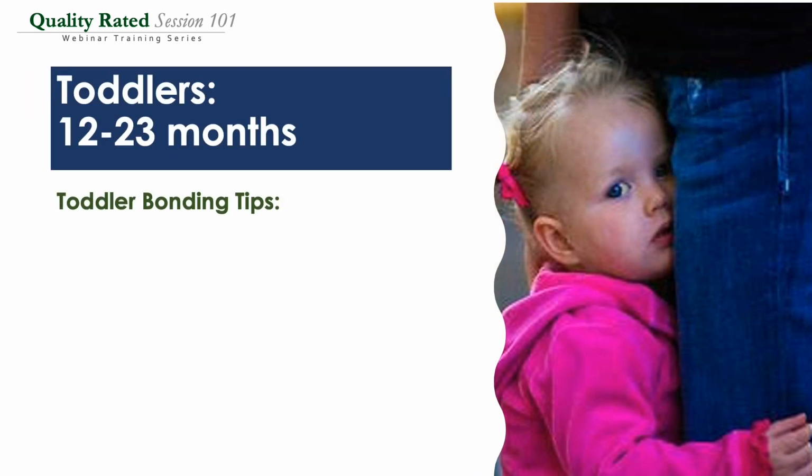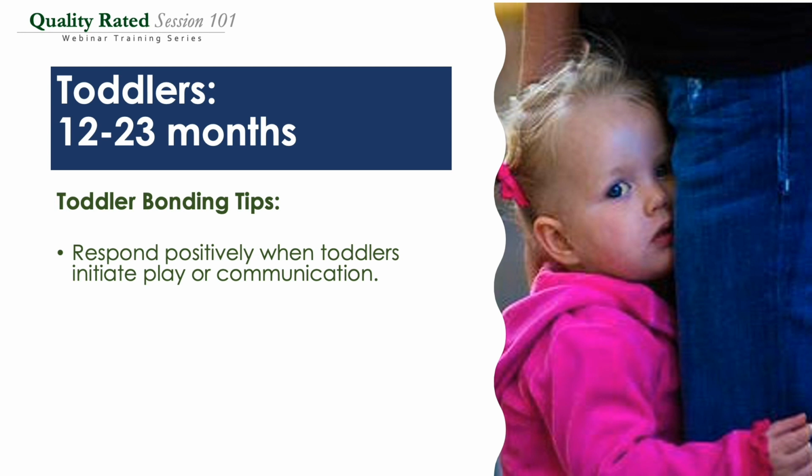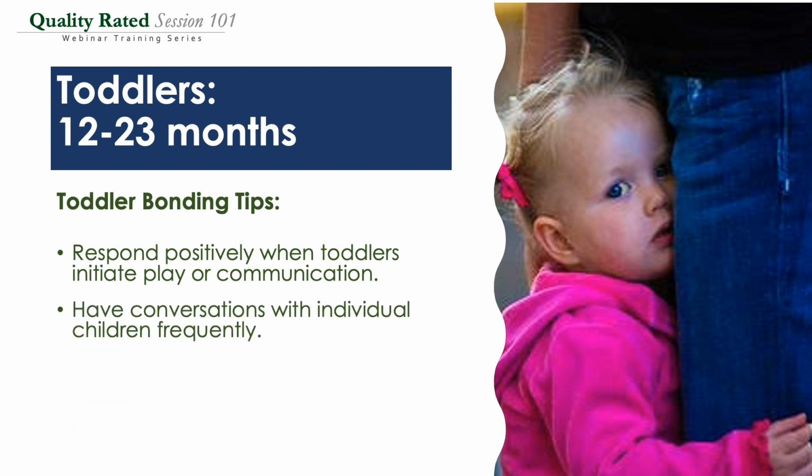Other toddler-specific bonding tips. Responding positively when they initiate play or communication. Toddlers begin to initiate play and interactions with others more often, and they need the validation of their efforts to continue to feel free to learn, explore, try, and initiate new interactions. Consistent, positive responses will help a toddler feel comfortable and build positive relationships with teachers, peers, and others. Have conversations with individual children frequently. Look for opportunities to talk with them one-on-one throughout the day. Even nonverbal children can have back-and-forth conversations through sounds, gestures, facial expressions, play, and games, and these conversations help to foster more language, cognitive, and social skills.